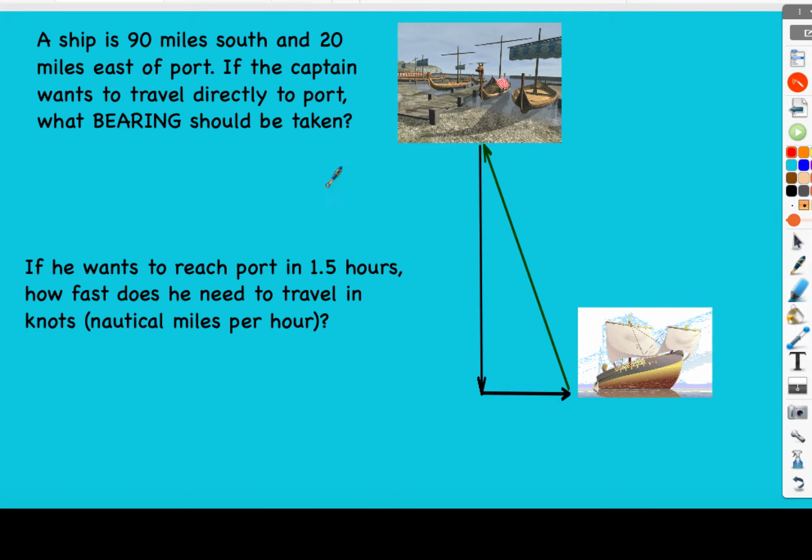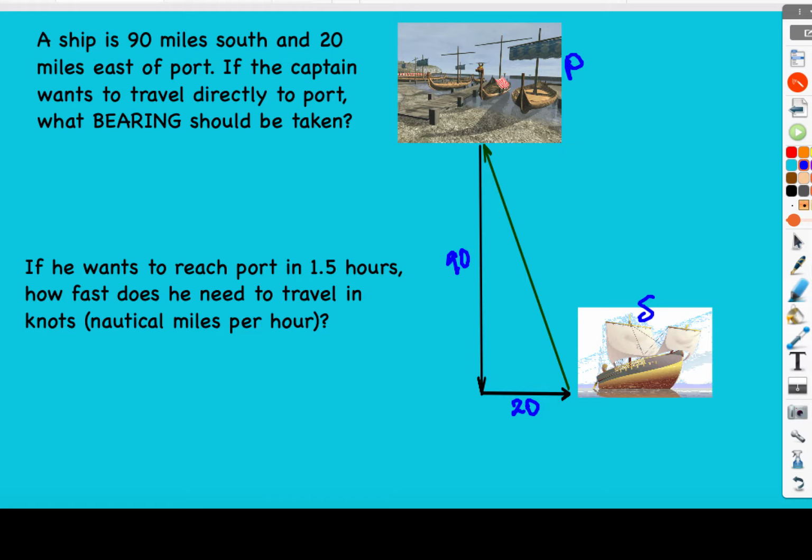Let's look at a couple of problems here. This one's dealing with ships, so we're talking nautical navigation. A ship is 90 miles south and 20 miles east of port. So we're going to be 90 miles south. Here's the port up top, and here's the ship. We're 90 miles south and 20 miles east of the port. If a captain wants to travel directly back to port, what bearing should be taken?